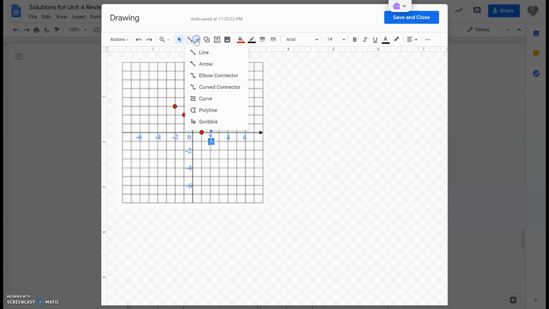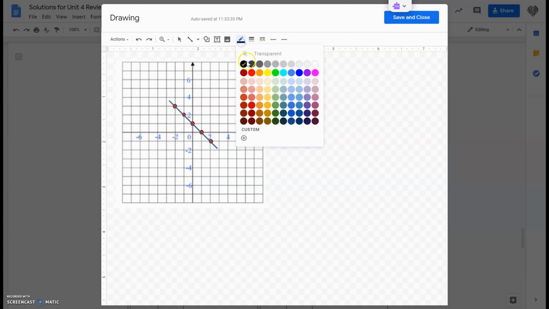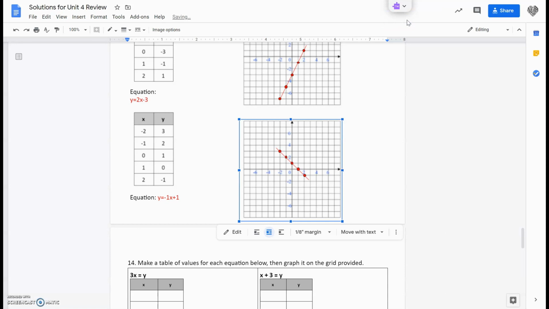So then we can do our line. Which is pretty good right there. And there is our graph. Okay. So check out video number 3, which will have the solutions for numbers 14 to 16.